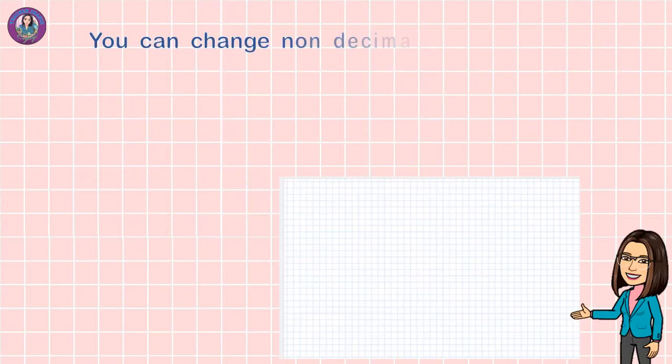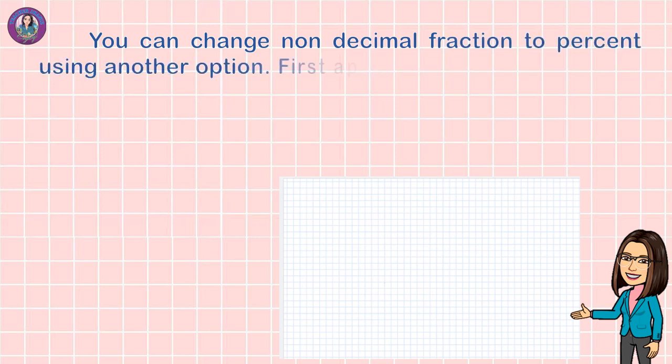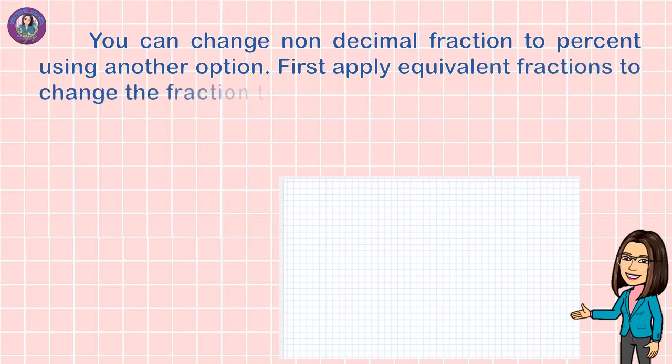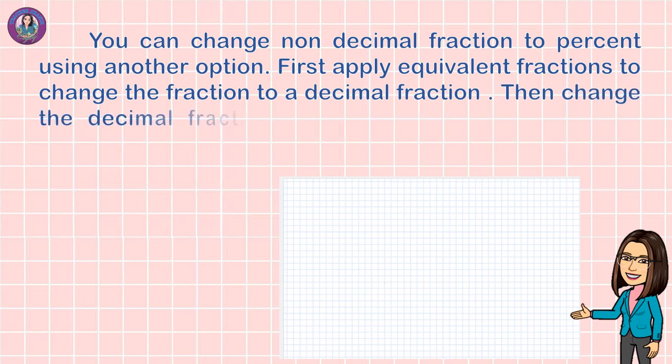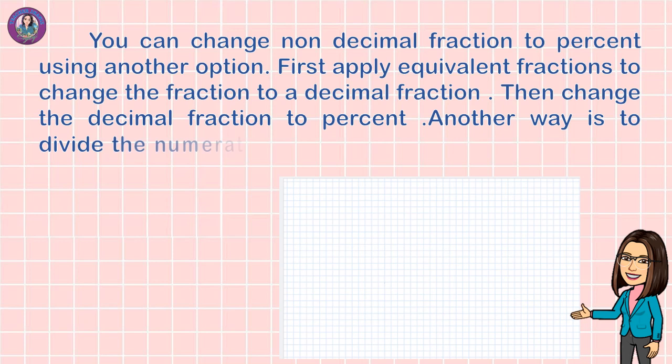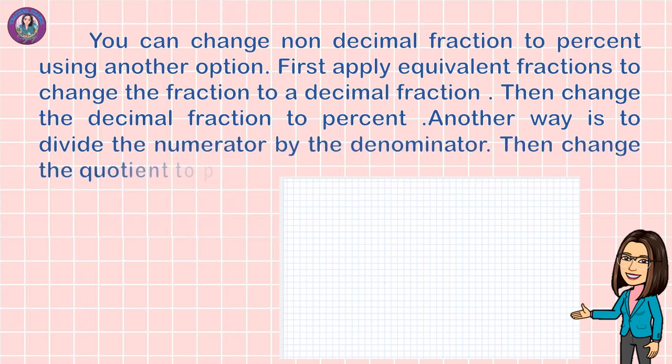You can change a non-decimal fraction to percent using another option. First, apply equivalent fractions to change the fraction to a decimal fraction. Then, change the decimal fraction to percent. Another way is to divide the numerator by the denominator. Then, change the quotient to percent. Let's have the first option.